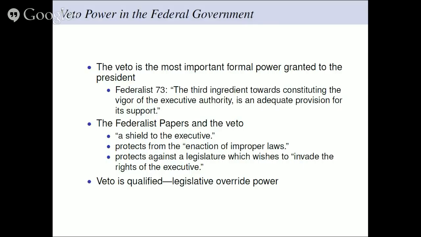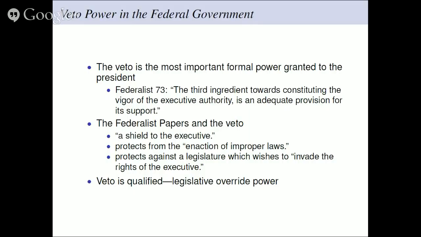And the idea of the veto is that this is the president's provision, his check on the legislature. This is the way in which he can prevent the legislature from enacting improper laws. The president, in this view, is seen as a defender or a protector of the public. The veto is the president's shield. It's the thing that allows him to block action by the legislature. These are all lines from the Federalist Papers. And the veto is the institutional rule that allows the president to protect his sphere of influence, his powers.